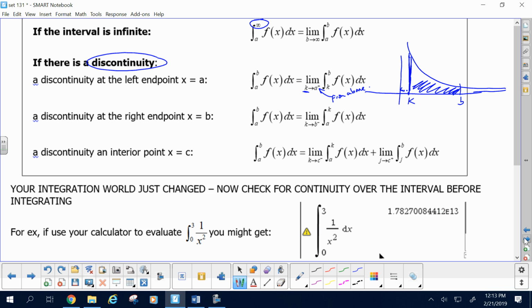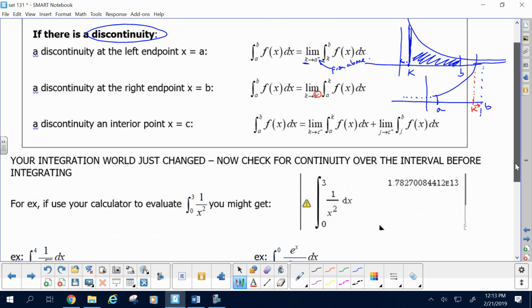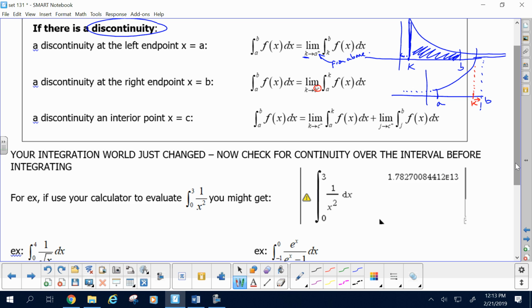It is also possible that you have some kind of discontinuity at the right. I'll call it D, and A. If that's the case, then you would create some kind of arbitrary edge point K and say what happens as K gets closer and closer to B from below.